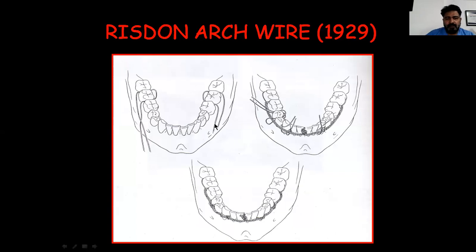In residence wiring, wire is passed like this on both sides, okay, and then a small overlapping is done. They are pulled like this and secured with other wires. So this is resident wire.